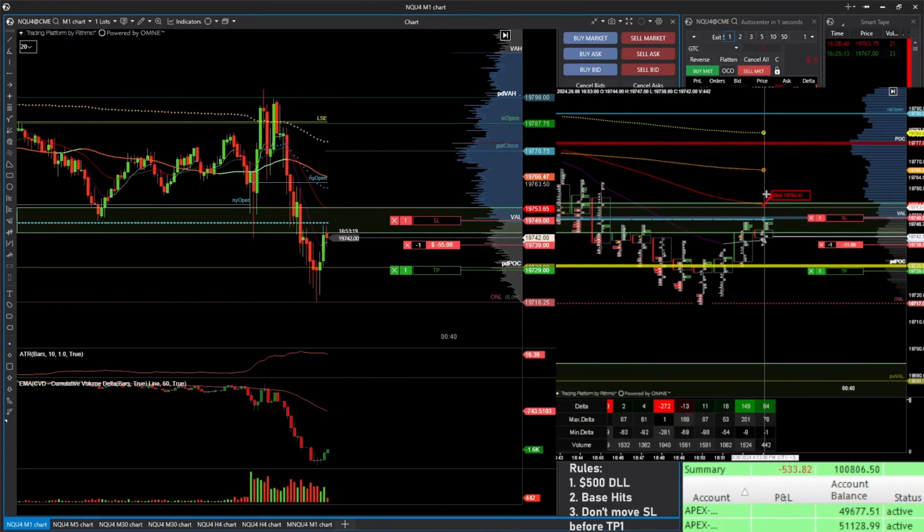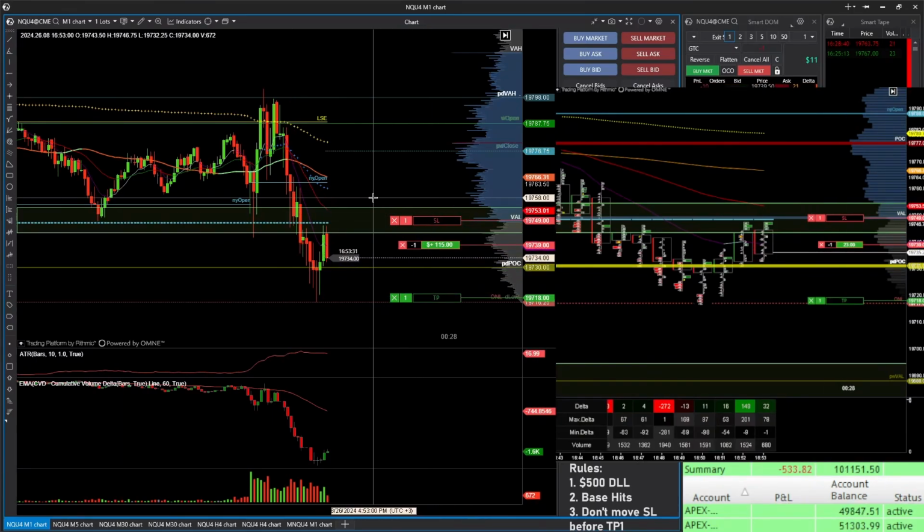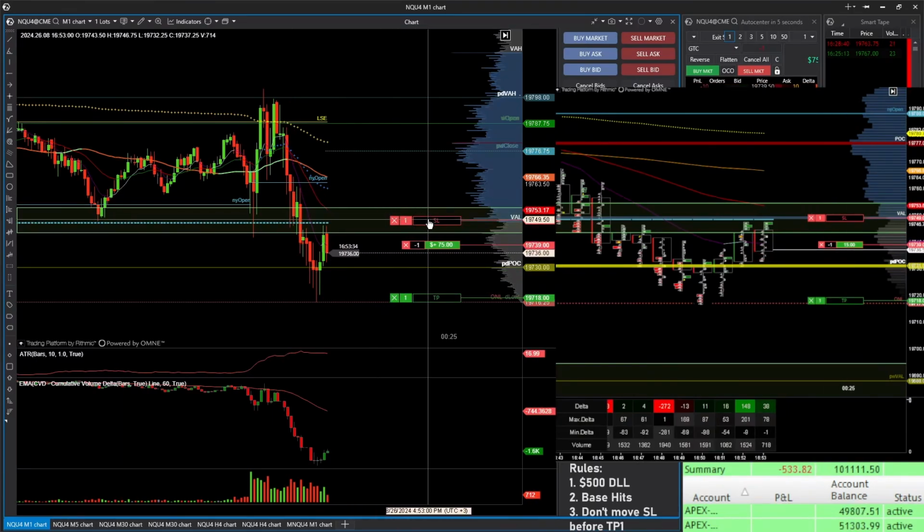So you can see here on the footprint, we made 2 buying blocks into the previous day equilibrium, and then we lost them. And as soon as we lost them, I entered this scalp trade, this short scalp trade. I'm going to move my take profit lower. And hopefully we'll see a reaction here, a nice reaction.